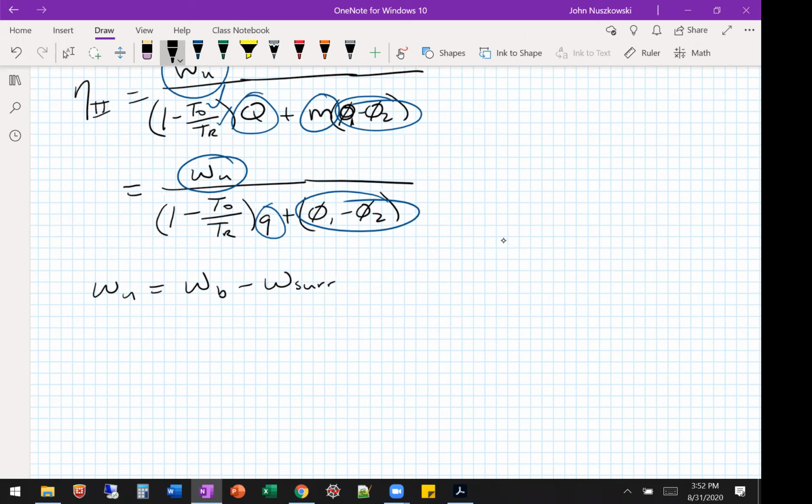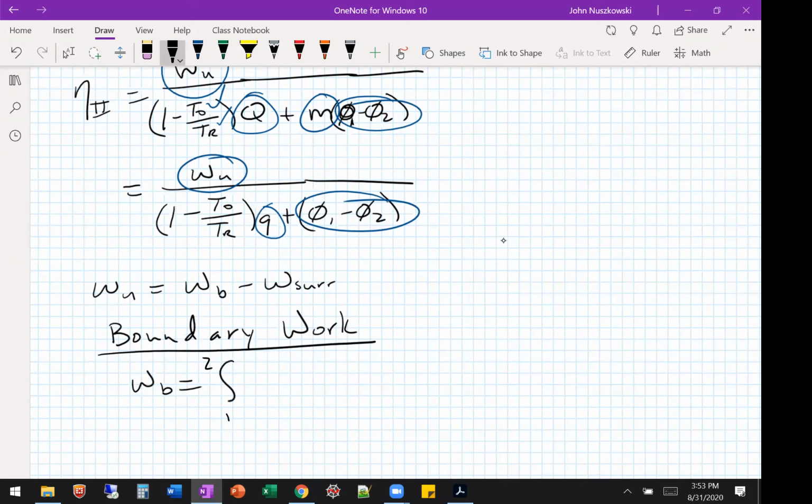How do we figure out the boundary work? It's at a constant pressure. You could use the formula from state one. It's pressure times change in volume. That's right. So let's write boundary work first. For lowercase, it would be change in specific volume. If it was uppercase work, we would have change in volume.